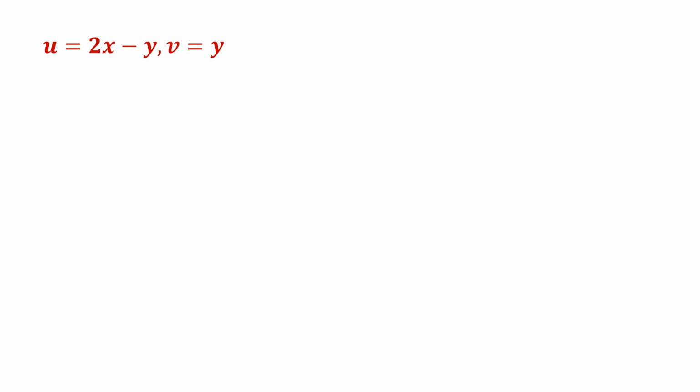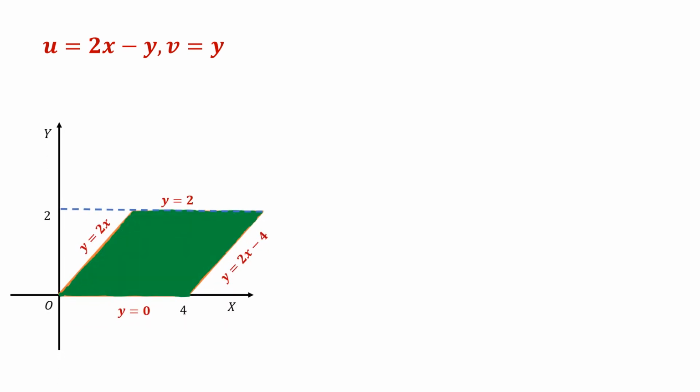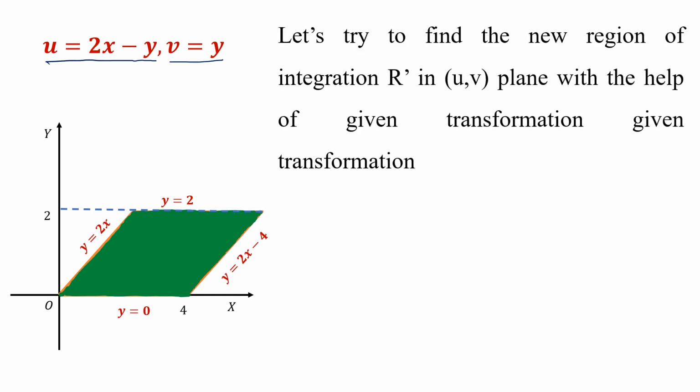Now by changing the order of integration, first I keep this figure as it is. So the transformation is given: u is equal to 2x minus y, v is equal to y. What we do, we change the region of integration from the xy plane to the uv plane. So for y equals 0, v will be also 0 under this condition. Y equals 2, so v is also 2.